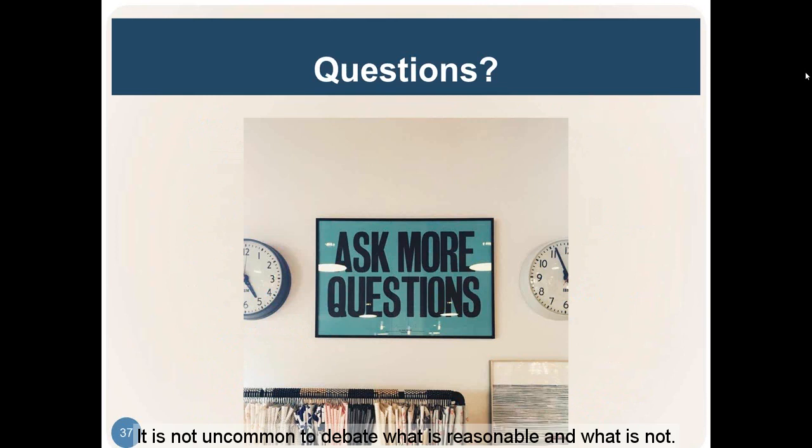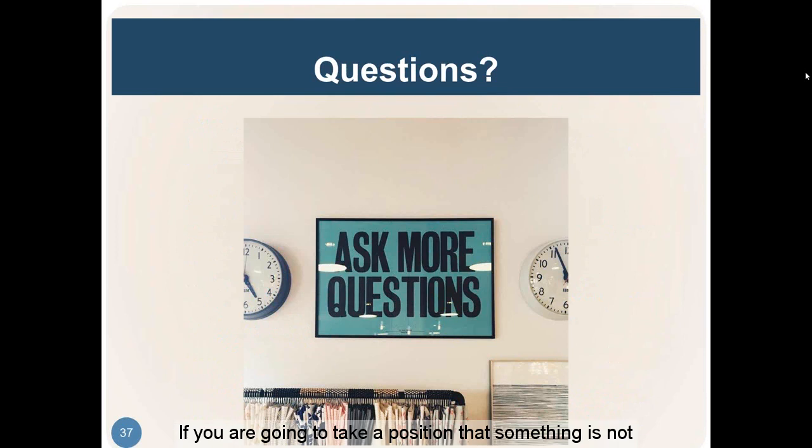It's not uncommon to debate what's reasonable and what's not. But if you are going to take a position that something isn't reasonable, it's probably prudent to do a little bit of homework and try to gather as much data as you can in that area, in that region, if it's something you can do. Because when I just showed up to my boss and said, well, 350, he said, well, what's a reasonable amount? But I had nothing. So I had to go back and do some homework.